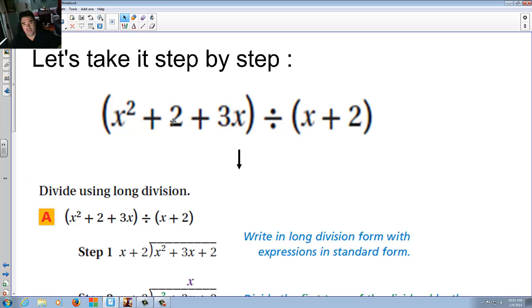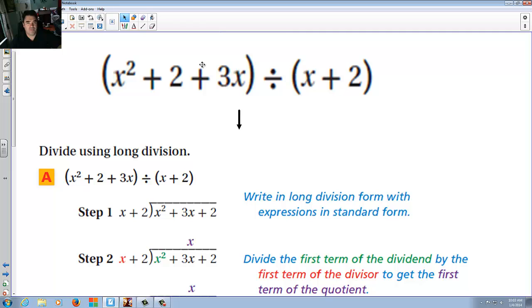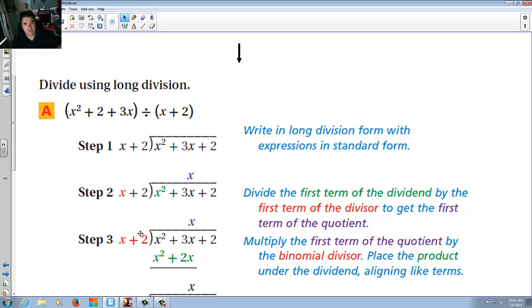So x squared plus 2 plus 3x divided by x plus 2. Personally, I'd switch these around and put 3x in the middle. So x squared plus 3x plus 2 divided by x plus 2 on the outside. I need to take x times x to get x squared. So x times x is x squared. X times 2 is 2x.